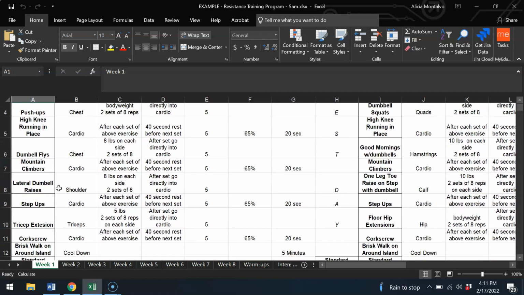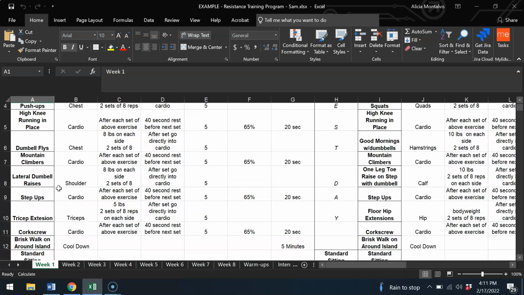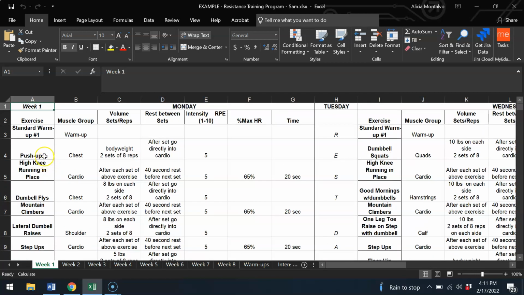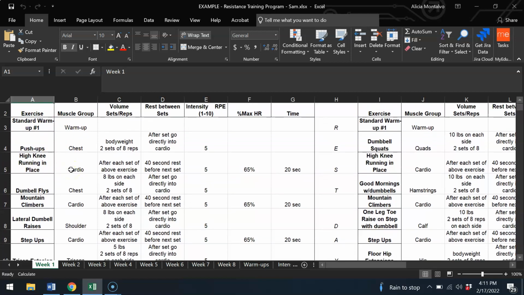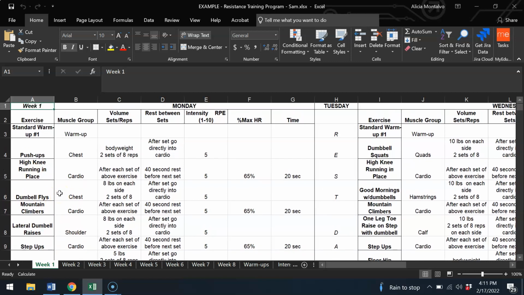What I expect to see here also is, actually this is a good example of it. I expect to see your most complicated or technical lifts first. I expect the multi-joint movements to be first, and I expect the larger muscle groups to come first. What do I mean when I say that?